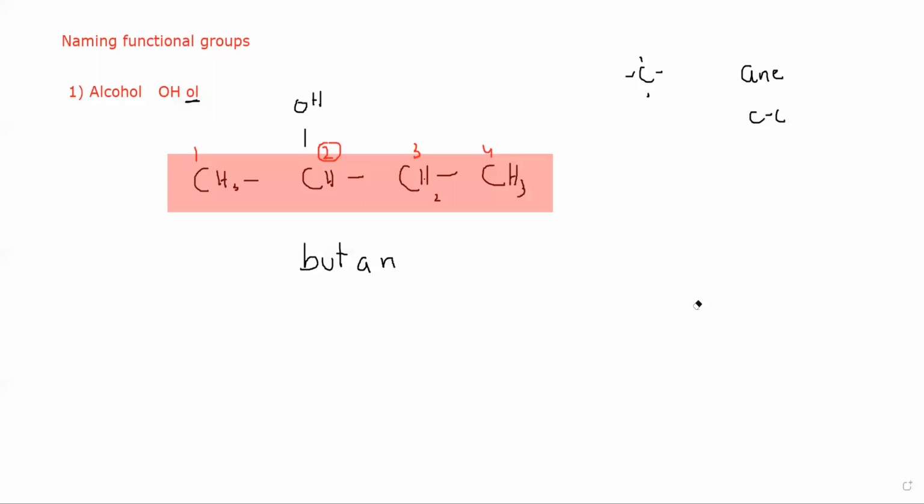Now OH is not present with the first carbon, OH is present with the second carbon. So we position the OH: it is 2-ol. But for 4 carbon atoms, with a single bond, 2 is the position, and because of OH it is -ol. So it is butan-2-ol. Is it clear?